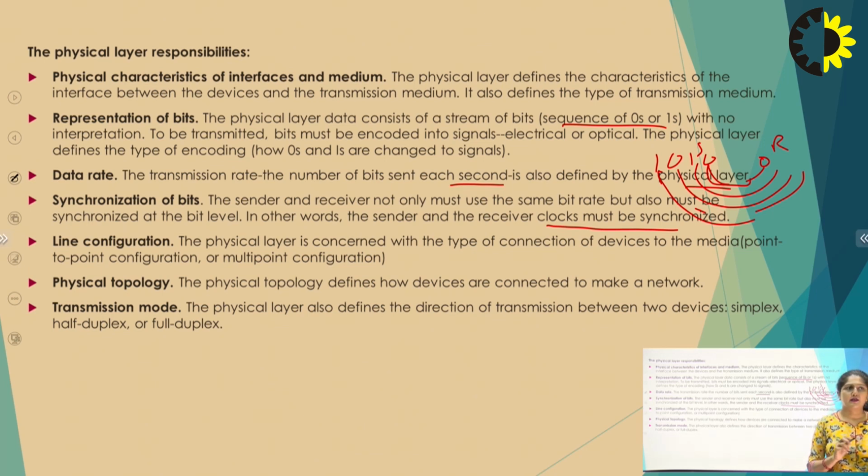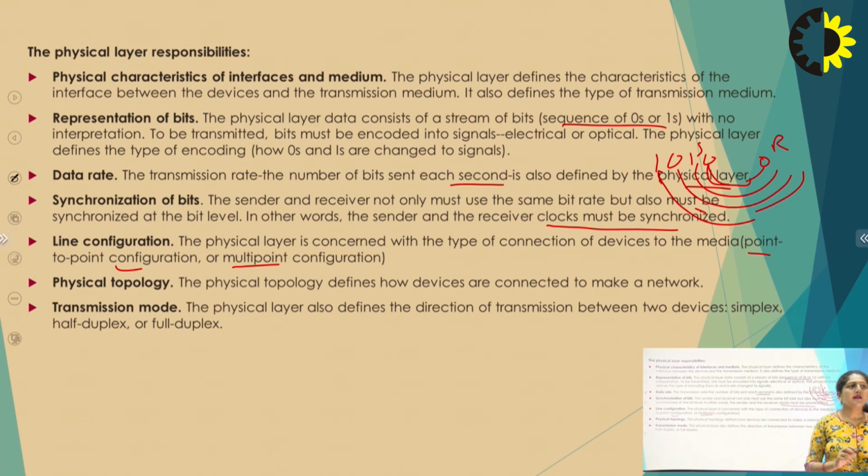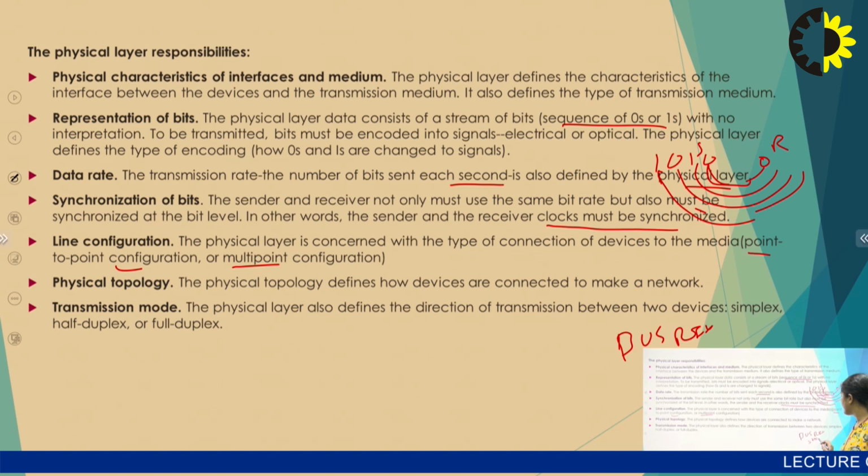Then comes the line configuration. That means the physical layer is concerned with the type of connection of devices to the media, that is, either point to point or multipoint. Then comes the physical topology. Physical topologies means topologies like bus, ring, star, and hybrid.